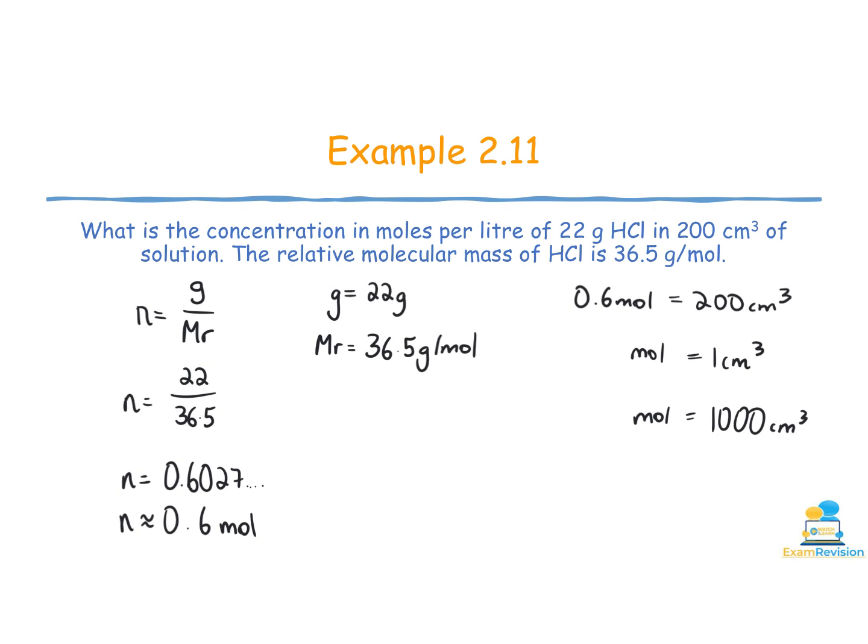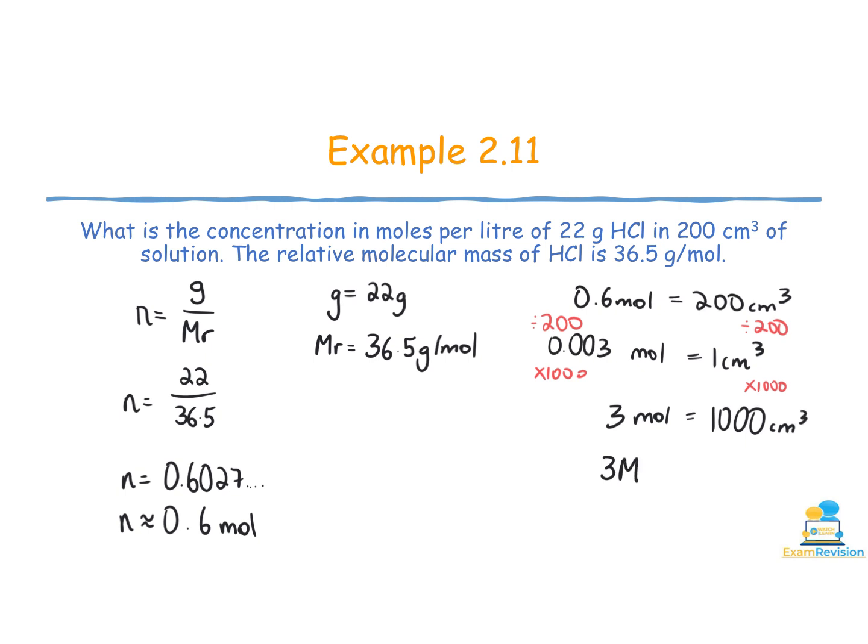When I do that, I'll have 0.6 divided by 200, which will give me 0.003. And I'm just going to show the examiner exactly what I'm doing by dividing by 200, and then I'm multiplying by 1,000. And I'll get 0.003 multiplied by 1,000, which will give me 3 moles. Therefore, we have 3 moles of HCl or hydrochloric acid or hydrogen chloride in 1,000 centimetres cubed. That means that it is a 3 molar solution, capital M.